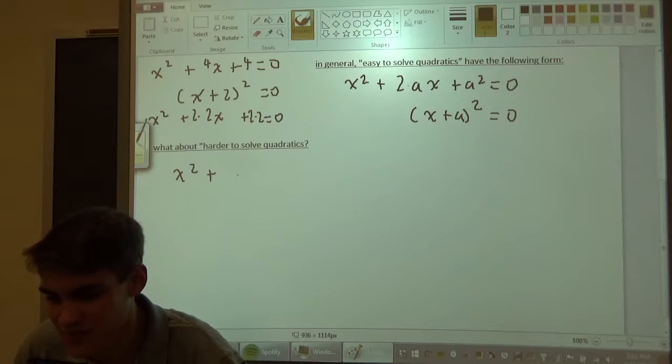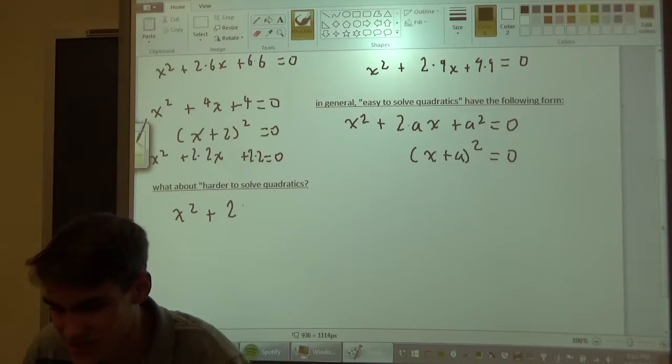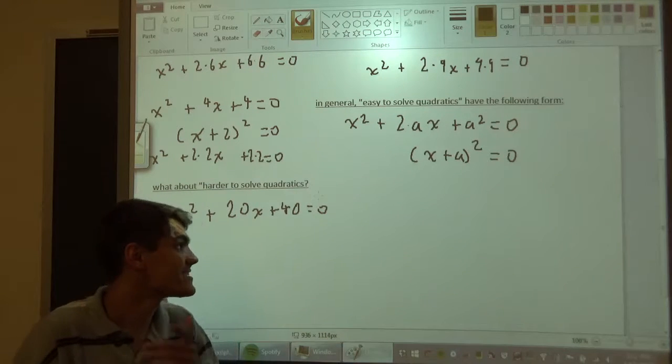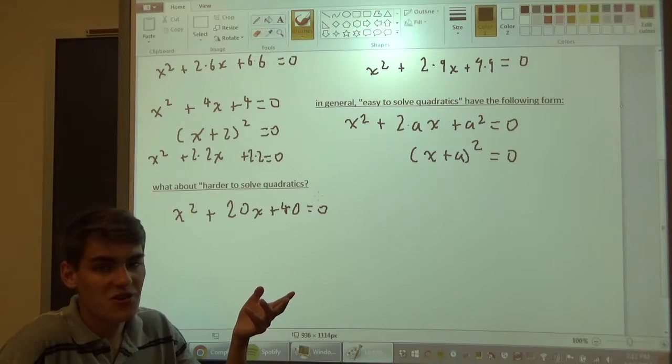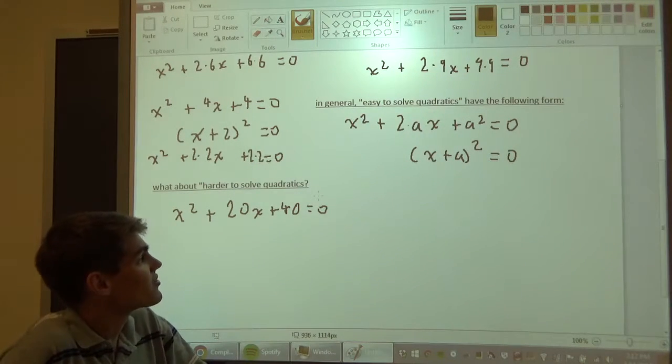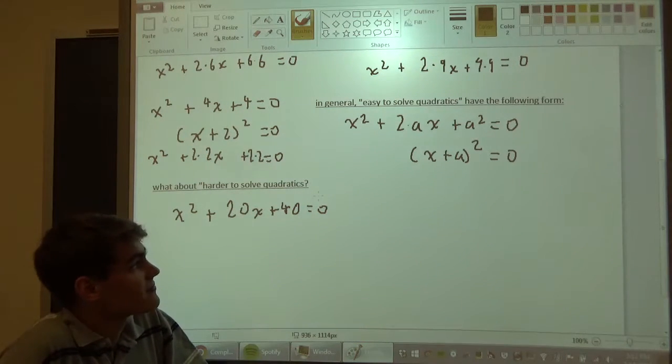Let's look at our example from above. Let me make sure I'm writing the right numbers. Yeah, it's x squared plus 20x plus 40 is equal to 0. So, this isn't factorable, right? And it's not an easy to solve quadratic. So what the heck are we going to do? Well, it'd be nice if we had one of these easy to solve quadratics, right? That'd be pretty convenient.